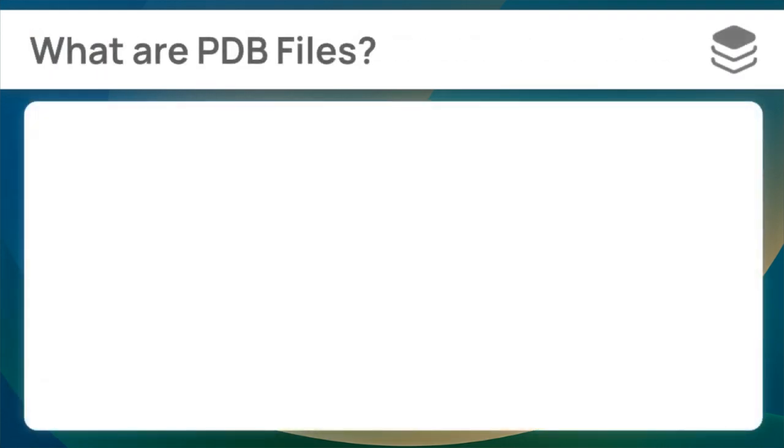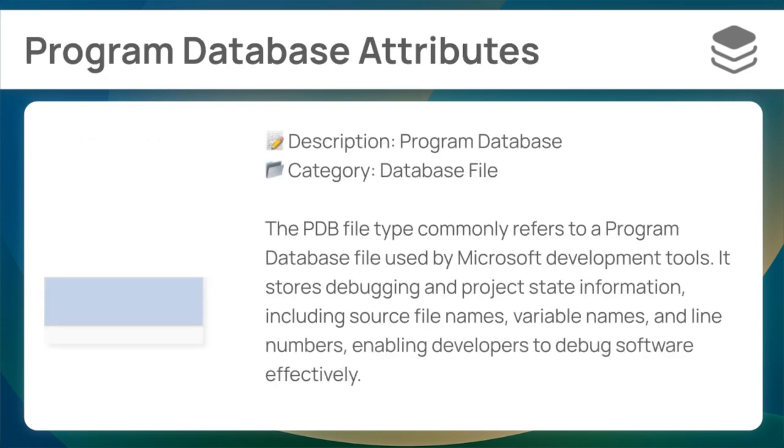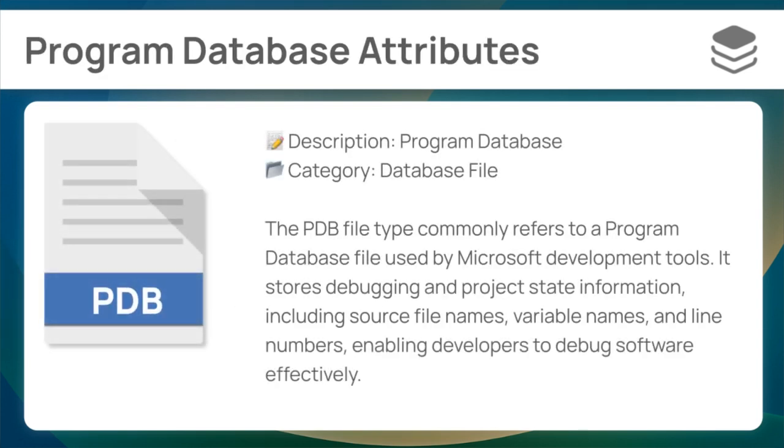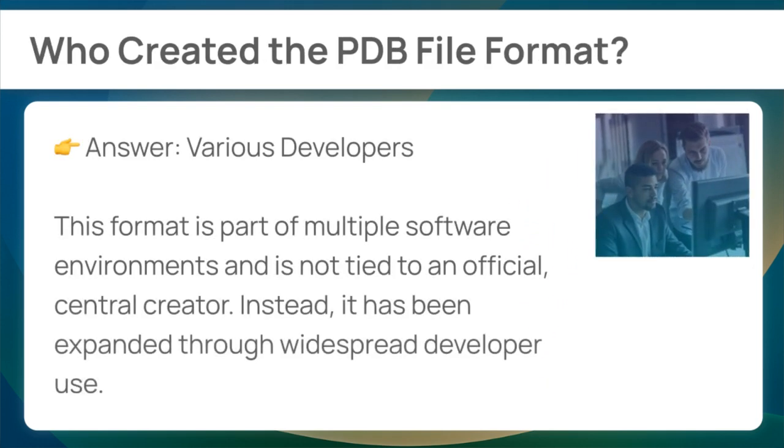The PDB signature identifies it as a specialized type of database file. The file operates using the encoding model of program database. The PDB file type commonly refers to a program database file used by Microsoft development tools. It stores debugging and project state information, including source file names, variable names, and line numbers, enabling developers to debug software effectively. Created by Microsoft for use with Visual Studio and the Windows platform.